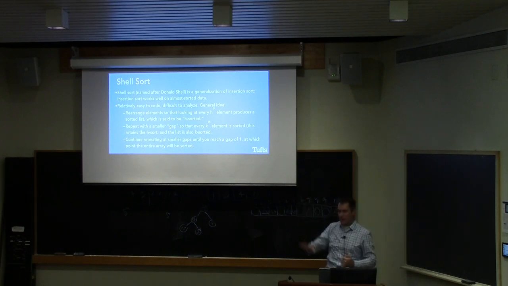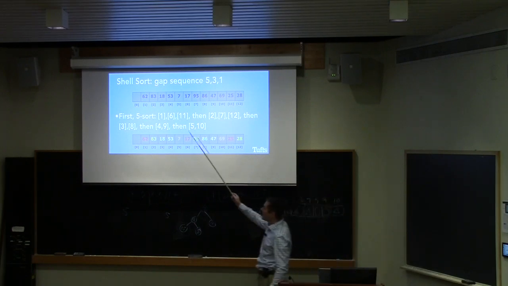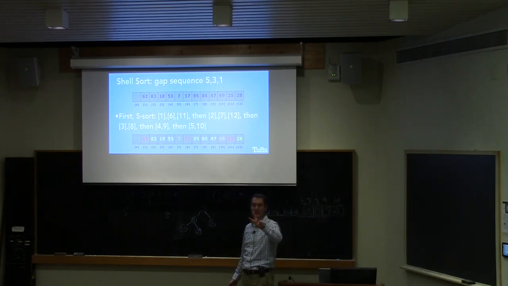So let's walk through one and just see what it looks like, okay? I've tried to do this so it's color-coded, so that you can see what's going on. But here's the array, right? We're going to pick three gap sizes. We're going to have a 5, a 3, and a 1.